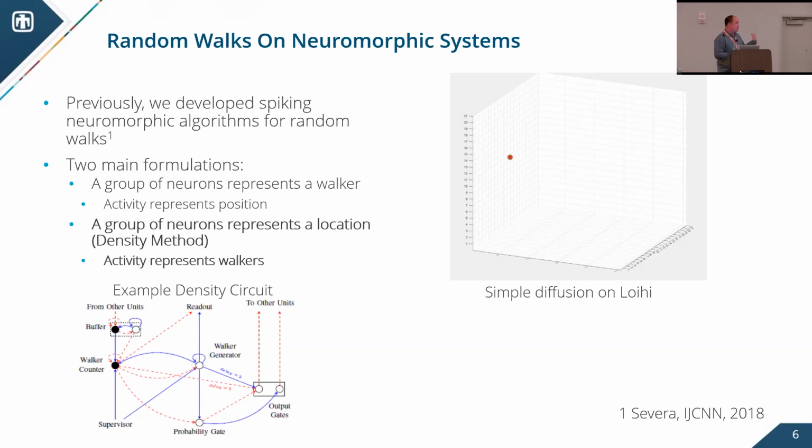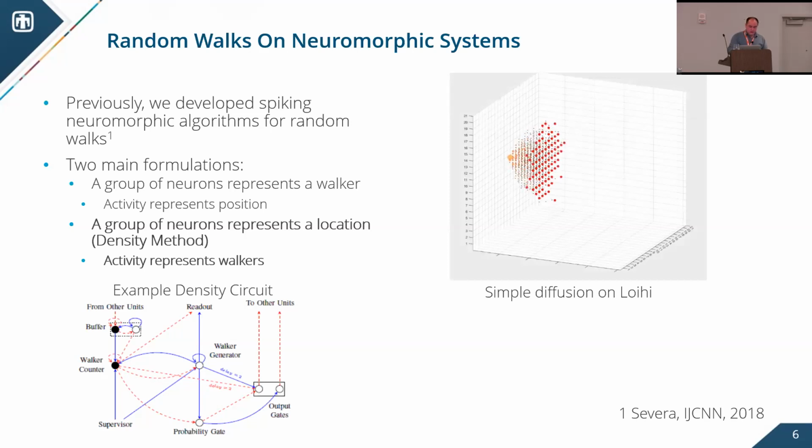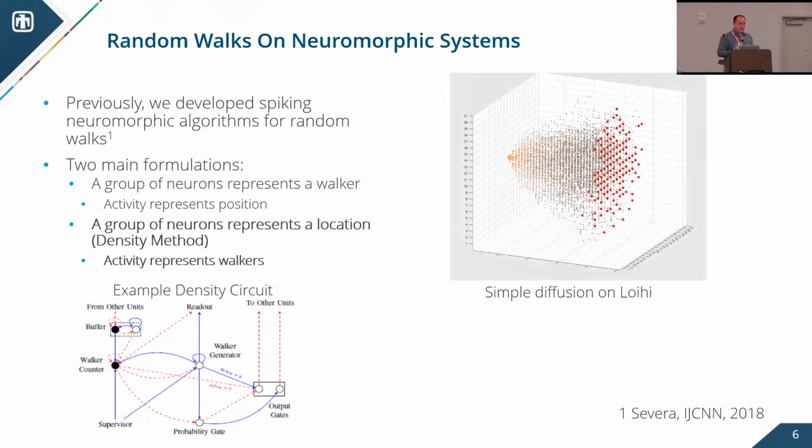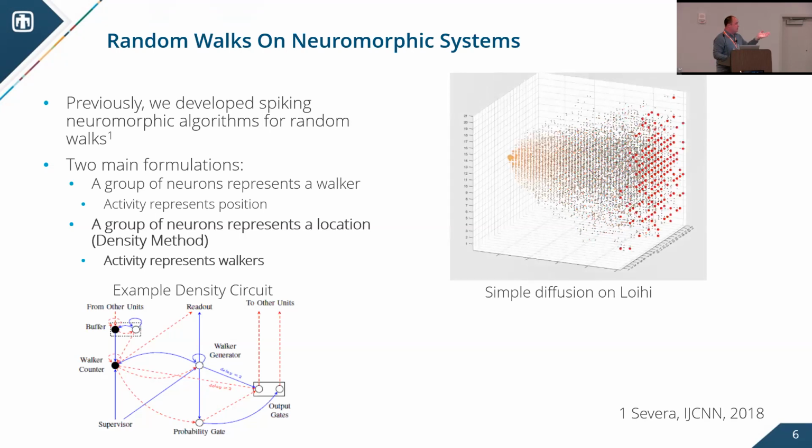On the bottom left there, there's a simple 1D transition circuit for it, but it actually gets much more interesting than that. I'm going to show a quick video of simple diffusion on Loihi. That's on the right there. The little red dot represents the walkers. You'll see they're a little spread out. This is just standard Brownian diffusion, so it'll just sort of spread. So the thing that is interesting is this density method, though it's kind of unintuitive, it turns out it has some nice properties that we found. And it turns out that you can do a lot more complicated problems than something like diffusion.